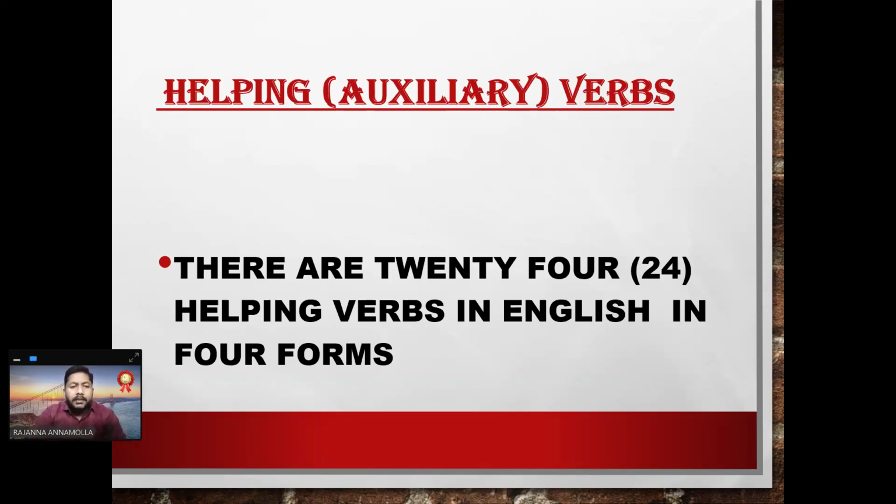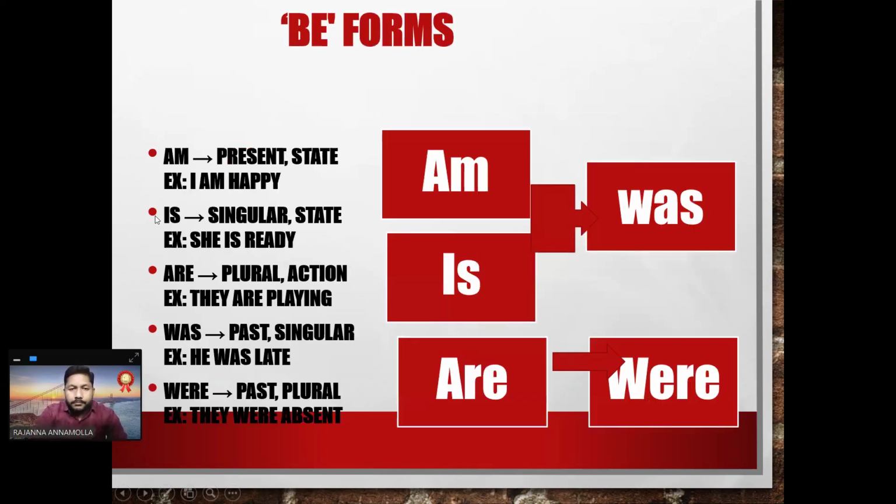First let us see be forms. What are called be forms? These are be forms: am, is, are, was, were. Am and is are present singular, and was is past singular. Are is present plural, and were is past plural. So why do we use these helping verbs? When do we use these helping verbs?